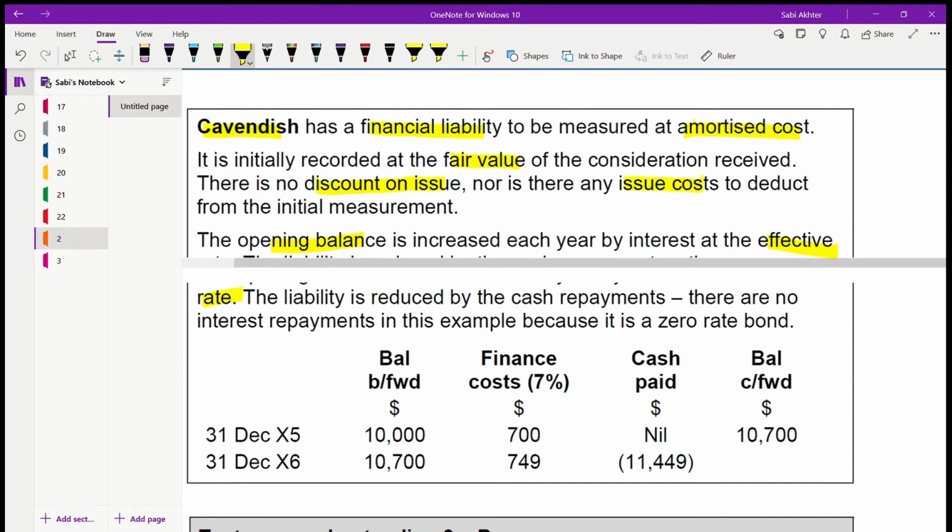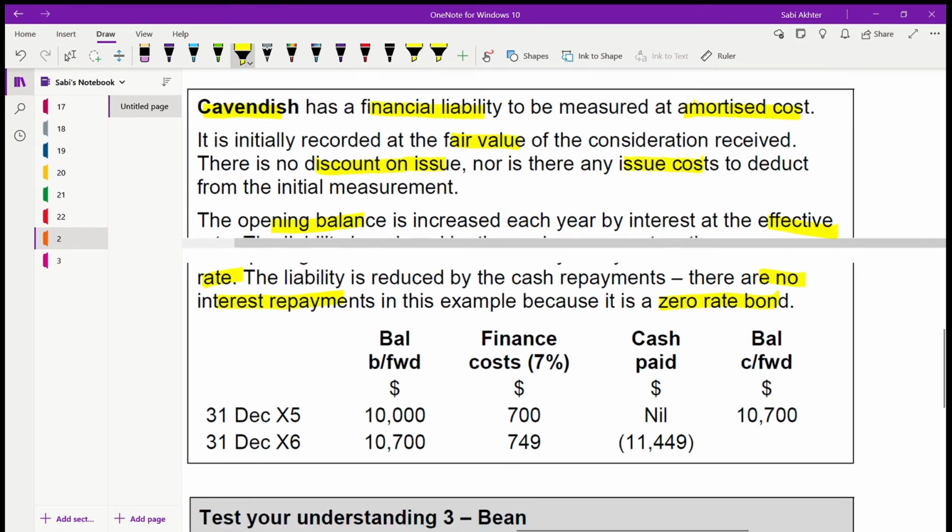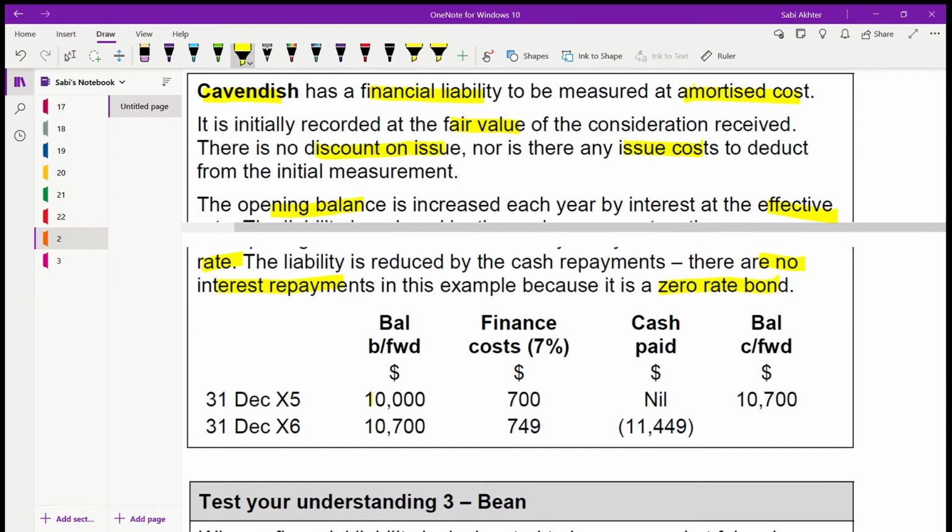There are no interest payments in this example because it is a zero rated bond. Remember, when there is no coupon or zero rated, it's the same thing. There will be no interest payment, no cash paid. Okay, so opening balance will be 10,000. On that you apply 7%. Cash payment is nil, so 10,700. This 10,700 you brought forward, apply 7% on it. Then this plus this will be 11,449. Okay, so 11,449 you need to minus this cash payment.